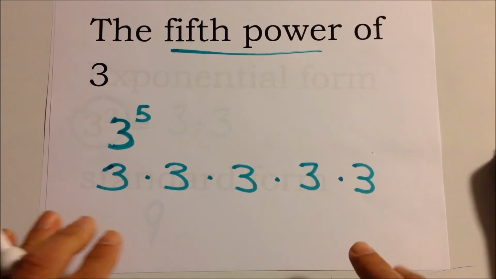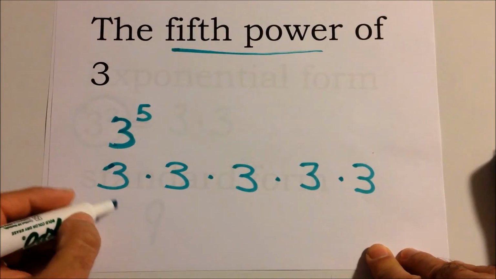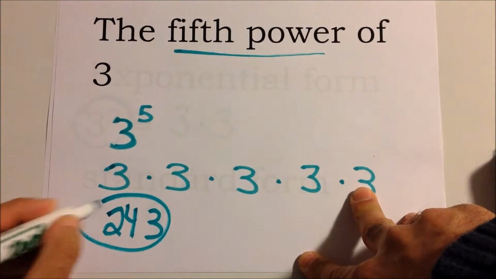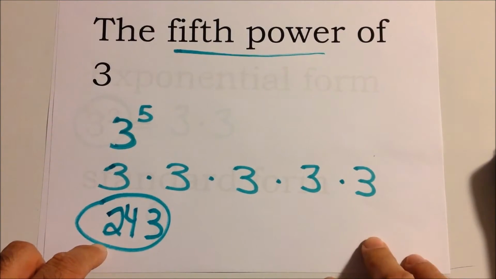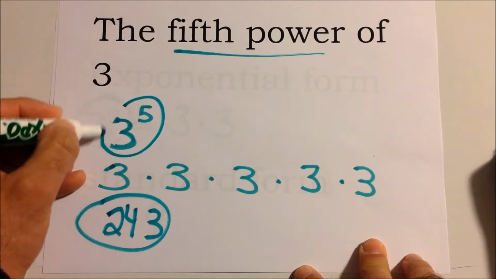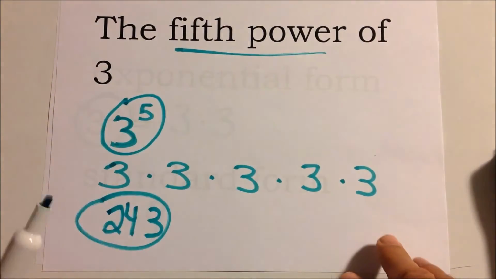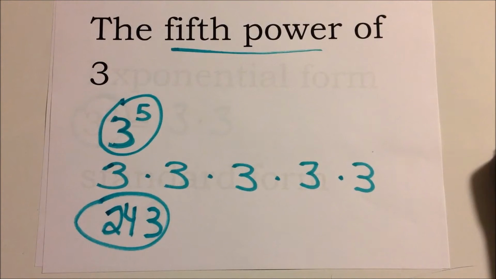And by the way, I won't ask you this question in 5th grade, but 3 to the 5th power is 243. 243 is the answer in standard form, and this is the answer in exponential form, and this is repeated multiplication. So those are powers.